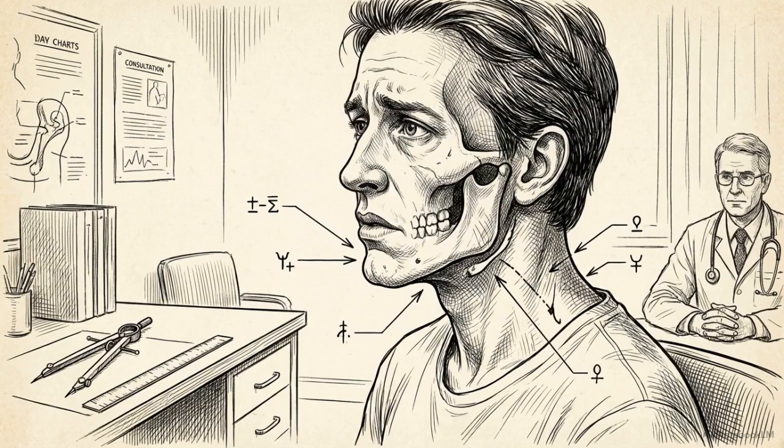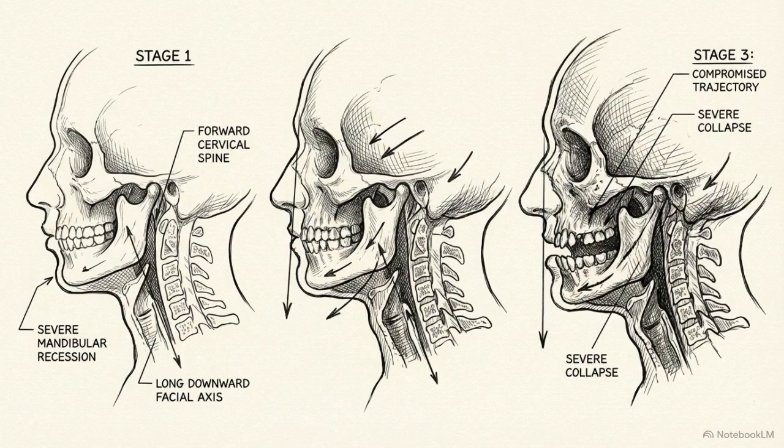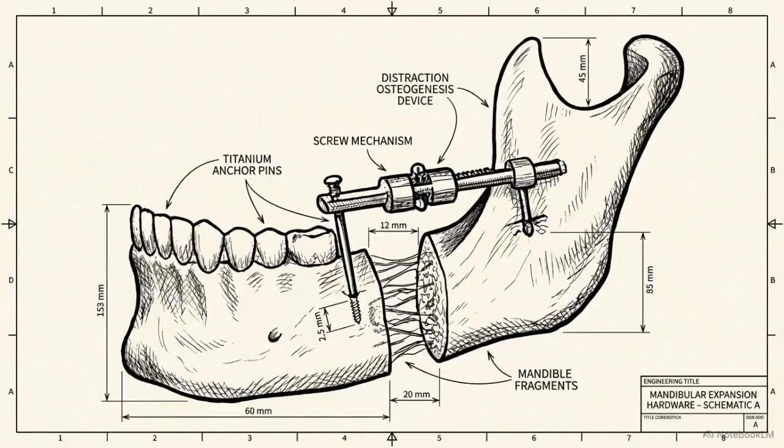For children under 4 exhibiting severe mandibular hypoplasia, a strategy of watchful waiting is exceptionally dangerous. Early severe hypoplasia does not resolve on its own. It locks the airway into a compromised state and permanently alters the trajectory of all subsequent facial growth. The definitive intervention to rescue these severe cases is mandibular distraction osteogenesis.